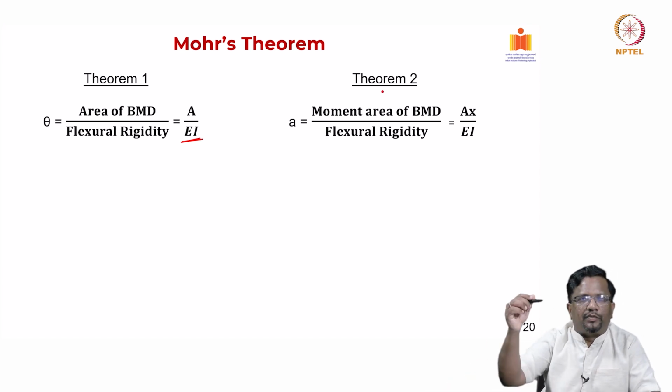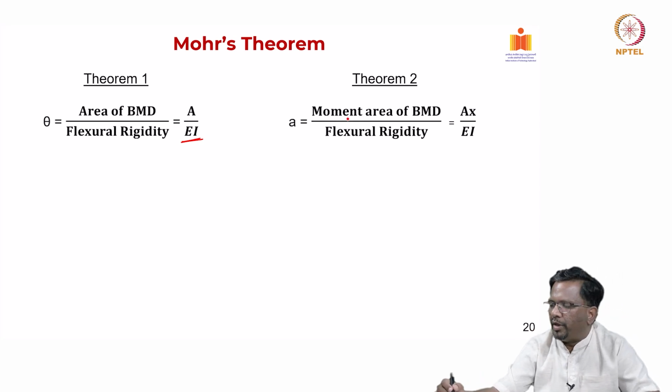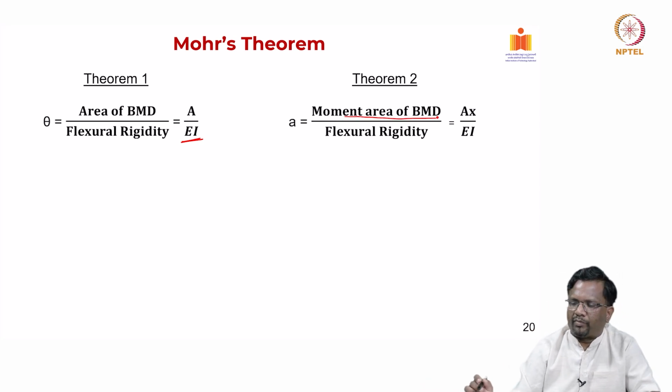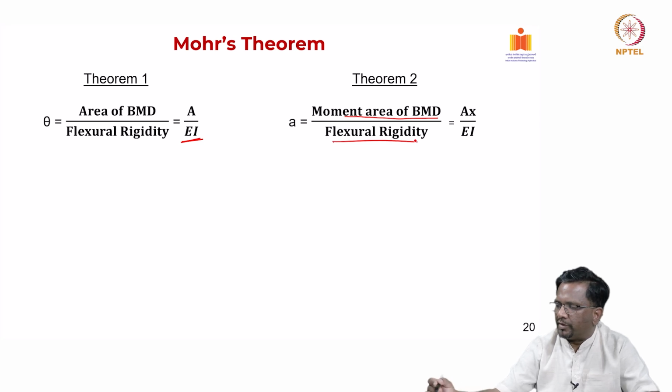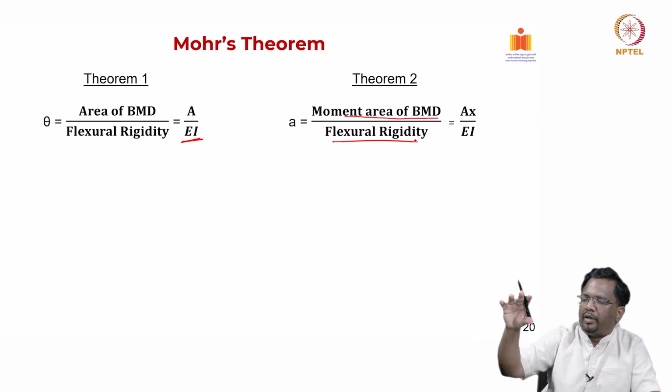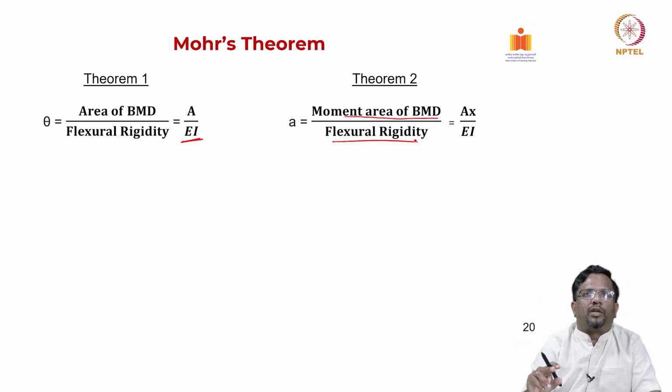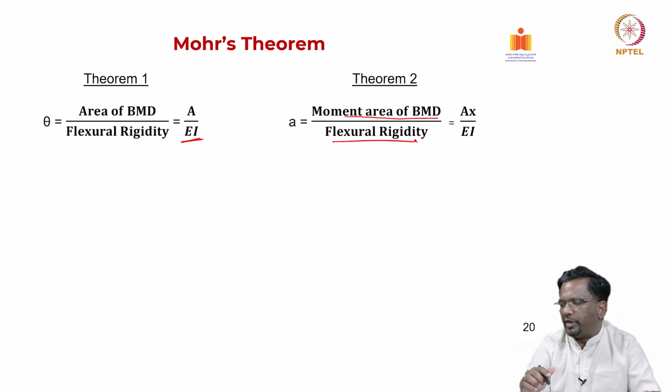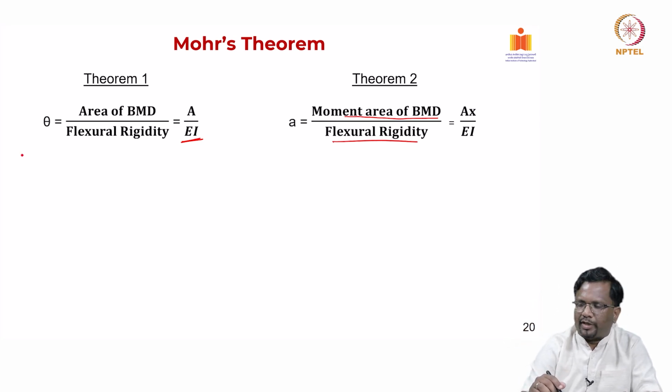Now, the vertical deviation of one point with respect to another is given by the moment of area of the BMD divided by the flexural rigidity. That means I am taking the M by EI diagram and integrating it, and I am taking the moment of that area, right. So, that is nothing but your AX by EI. A by EI is the slope, into the distance X will give me the deflection, right.